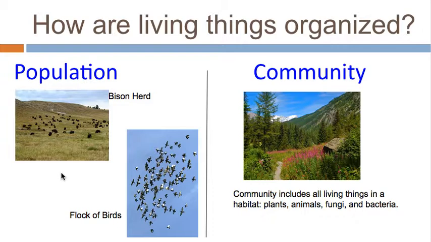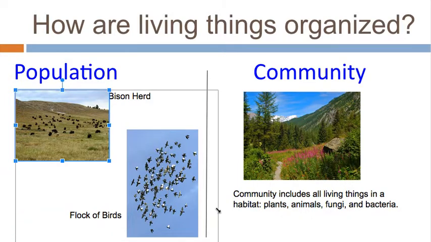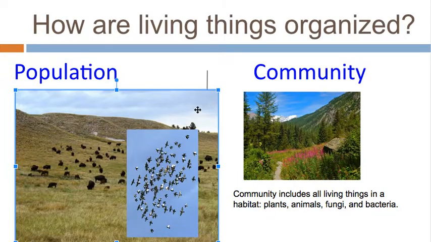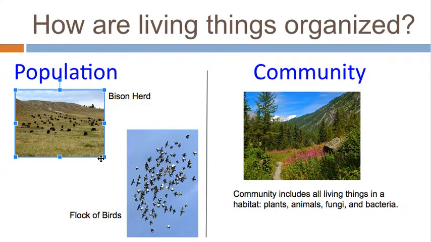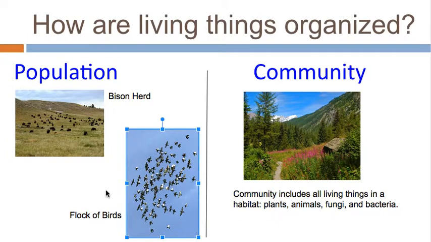All right, so a population, for example, we have a herd of bison here. If you can see, I'll make that bigger for us for a second. All right, you see those bison? We call those buffalo. It's another word for them. So that's a herd of bison. So that's a population of bison. Here's a flock of some type of bird. Flock of birds, again, that's a population of birds.